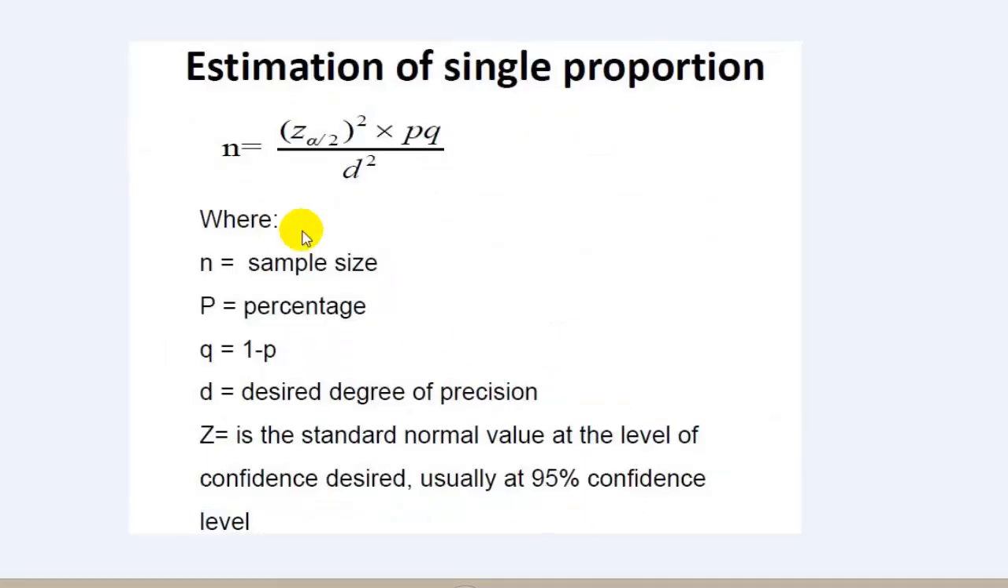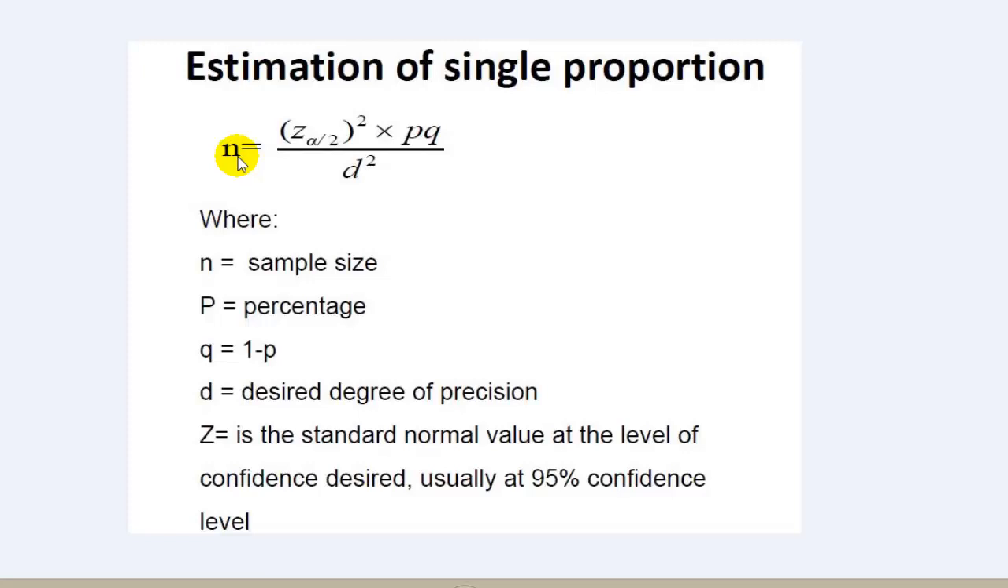The formula is like this: Z alpha over 2 squared times PQ over d squared, where Q is 1 minus P, because most of the time the P is represented by percent, so we will change it into a number. When cross-sectional studies or surveys are done to estimate a population parameter like prevalence, P represents the prevalence of some disease in the community and the like. Epidemiologists may want to know the proportion of hypertensive children or how many of them are affected by the new disease, prevalence and others.